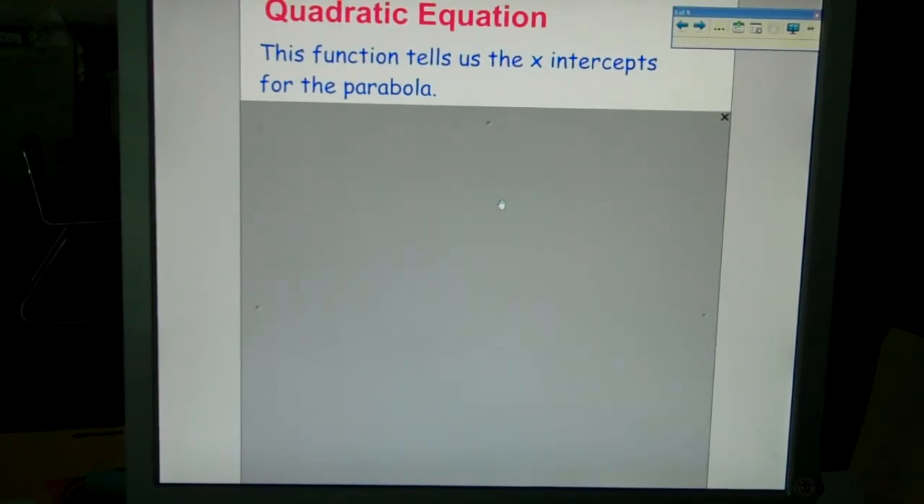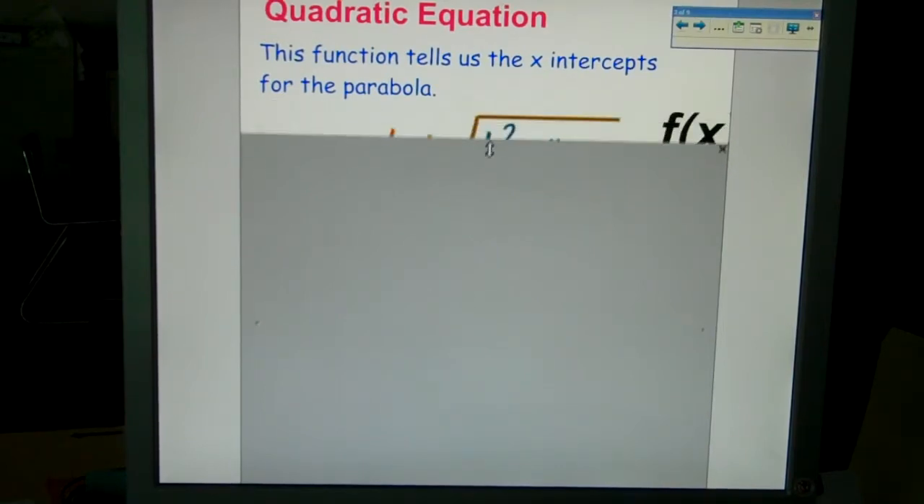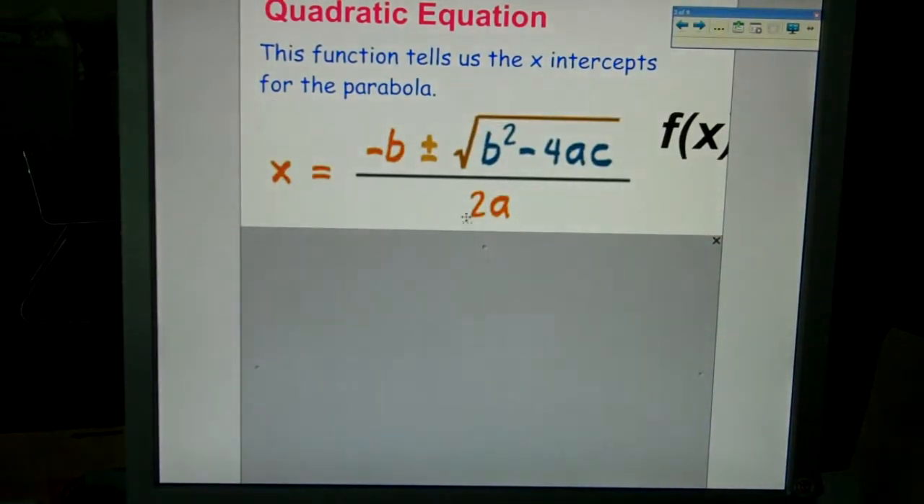So I know that we've learned intercept form, which was a very nice form, and it told us the x-intercepts. Well, you're not always going to be given that form. You have to know how to find your x-intercepts, your roots, or your zeros a different way. And that is by using this guy. So again, we're going to be looking at where a parabola hits the x-axis.